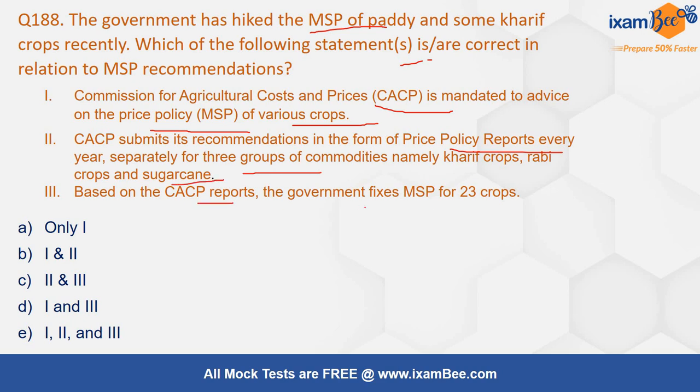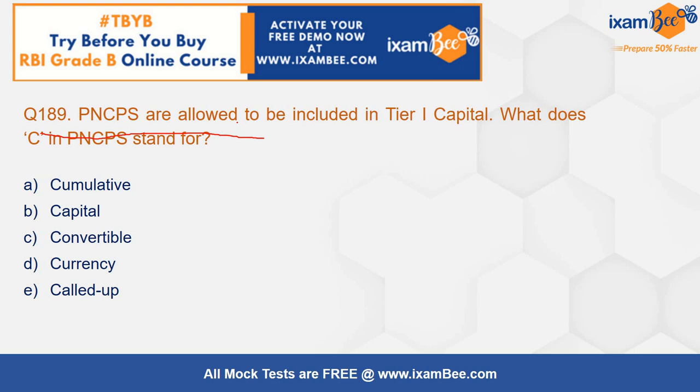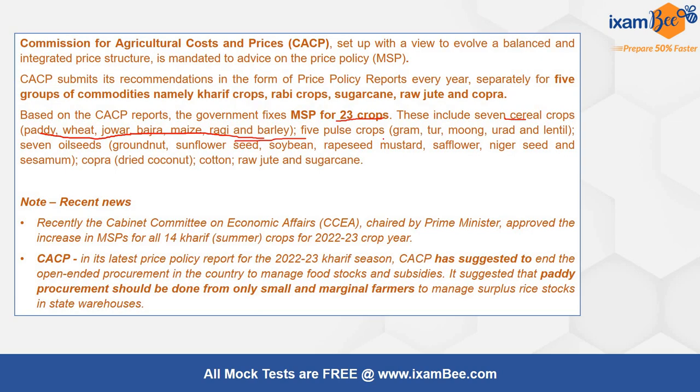Based on the CACP report, the government fixes MSP for 23 crops. First and third are correct. 23 crop MSP is available today. 7 cereal crops, that is paddy, wheat, jowar, bajra, maize, ragi and barley. 5 pulse crops, gram, tur, moong, urad and lentil. 7 oilseeds, oil price you must be knowing now.